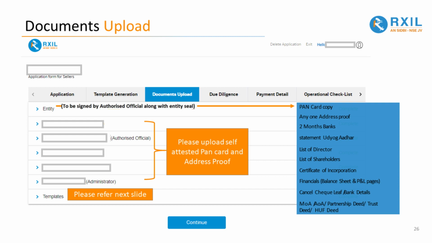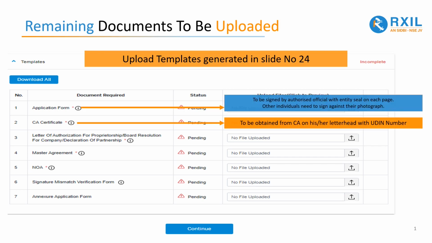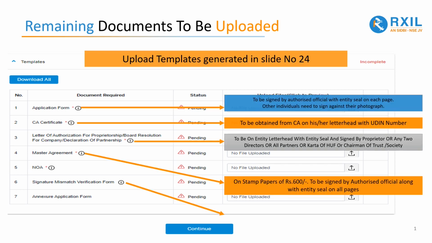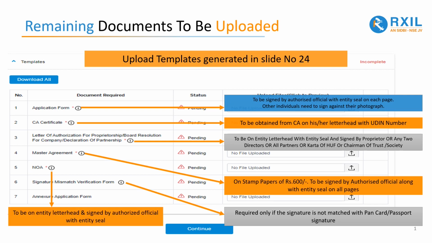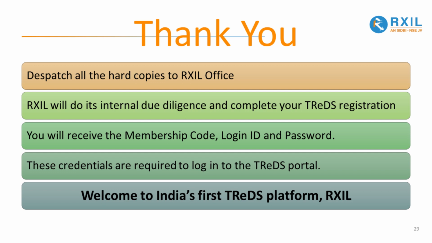Upload all entity KYC documents and entity supporting documents with entity seal and signature of authorized official. Upload all individual self-attested KYC documents. Upload the templates with entity seal and signature of authorized official. Make the payment of one-time registration fees as specified or as applicable. Dispatch all the hard copies to RxIL office.